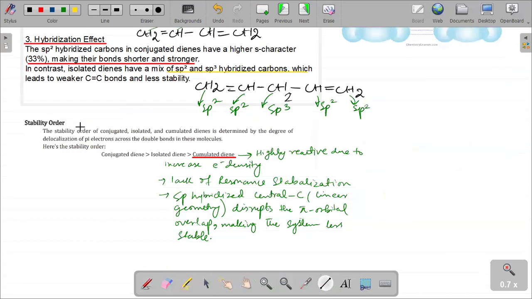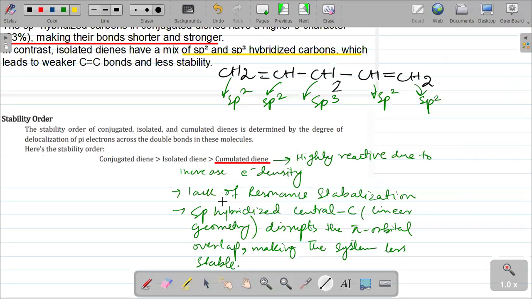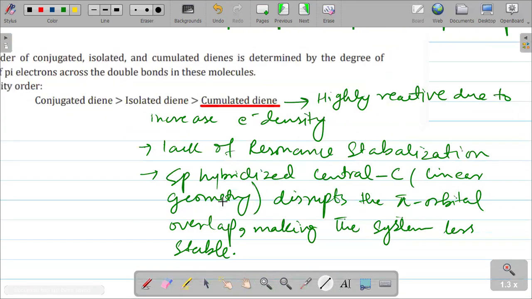Then we have the stability order of all three classes of dienes: the conjugated, the isolated, as well as the cumulated diene. The conjugated diene is more stable than the isolated diene, and the isolated diene is more stable than the cumulated diene. Now we understand the first two points, why the conjugated diene is more stable than the isolated diene. But now we study the third class, the cumulated diene: why is it unstable, or very much less stable than both the classes?